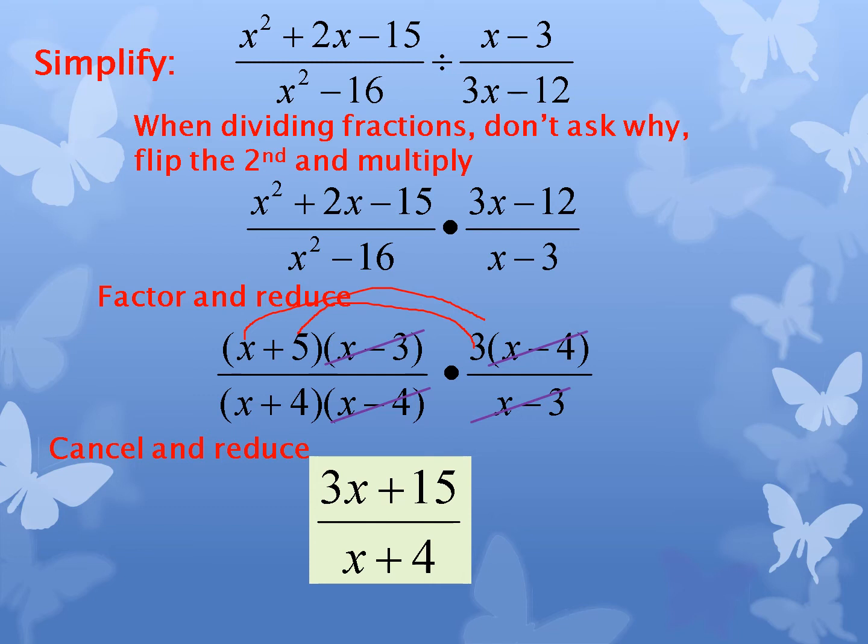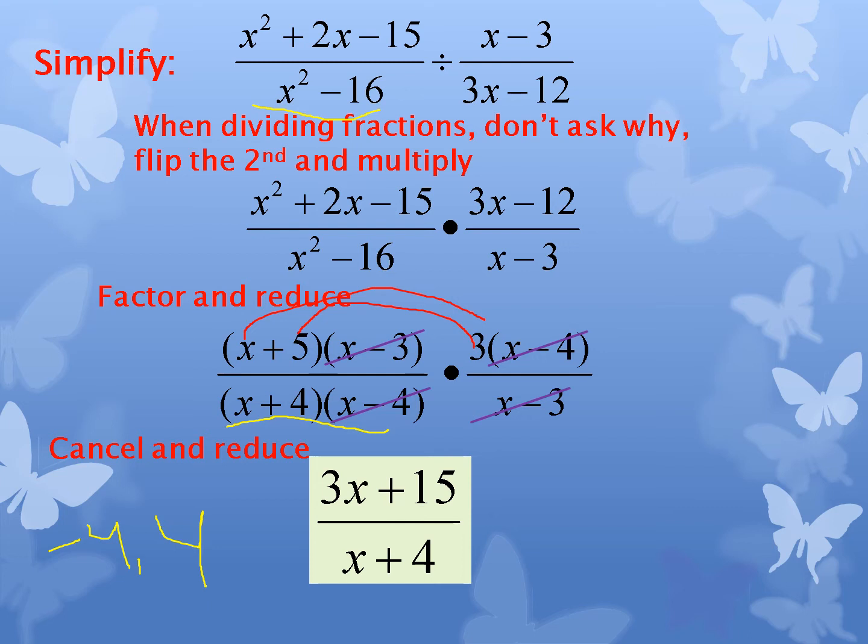Now, before we go on to the next problem, we have to talk about variable restrictions. That's right, we have to talk about variable restrictions. So, looking at this one right here, x squared minus 16, we know that factors down to be (x plus 4)(x minus 4). So that tells me that I cannot have negative 4. I also cannot let it be positive 4.